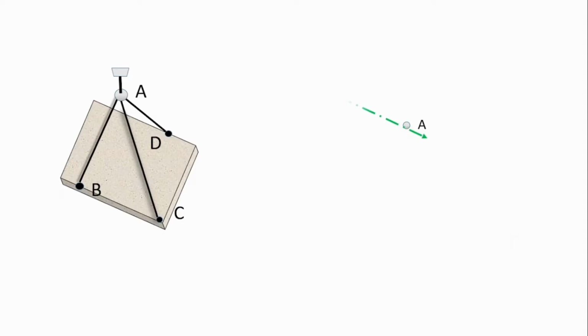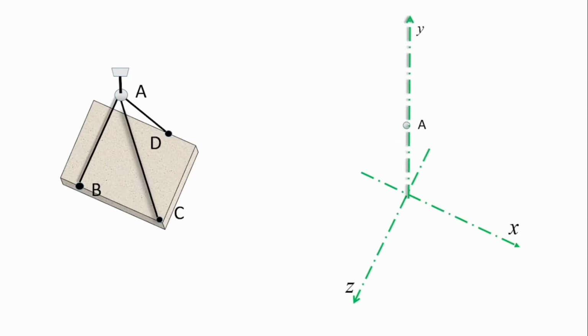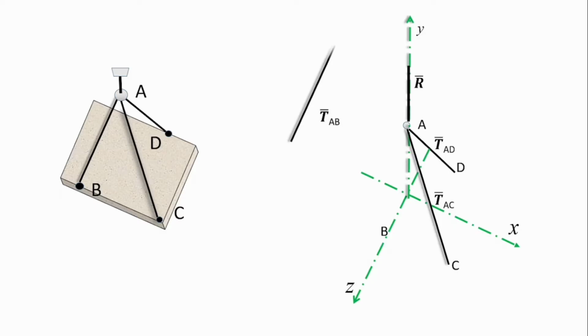We're going to start by introducing our Cartesian coordinate system in 3D. And after that, there are different forces acting at point A. We have first the reaction at point A, which is what we want to look for. We have another force as a result of the string attached to point A and D. Then we have another force of the string attached between point C and A, and a final force of the string attached between points B and A.